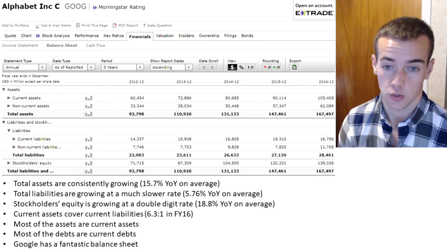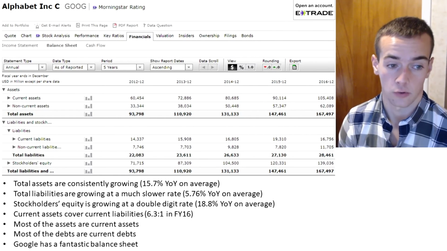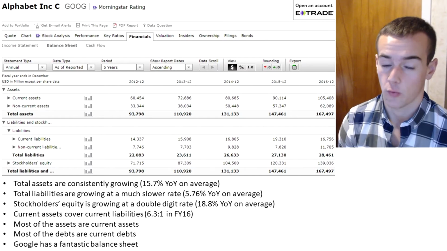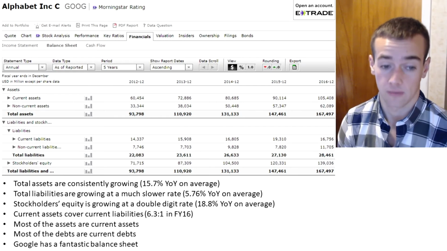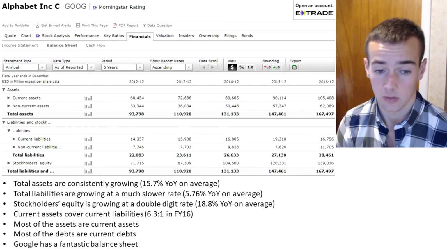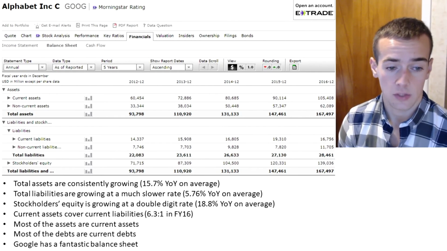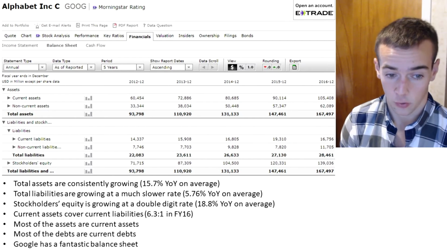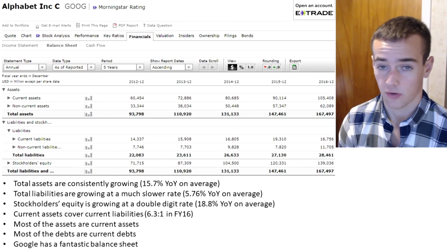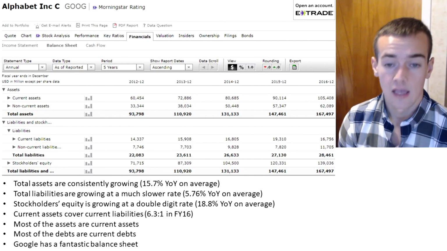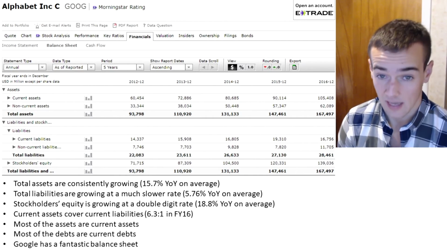You always want to make sure their current assets cover their current liabilities, and the greater that number is above 1, the better. So 6.3 to 1, that is fantastic coverage of the liabilities. And when we look at their assets, we see most of their assets are current assets, which is good. And most of their debts are current debts as well, so they're not holding a lot of long-term debt. So this is an example of a fantastic balance sheet.